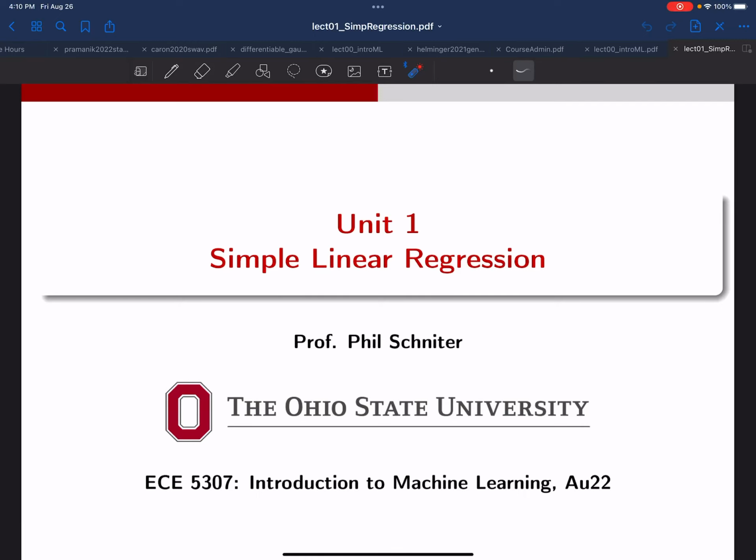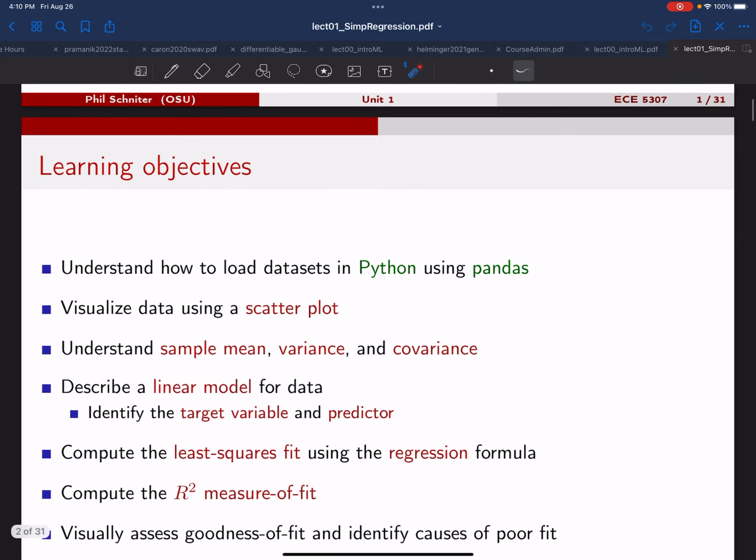All right, let's get started. So today we're going to start a unit on what's called simple linear regression. And we'll see what that means in just a moment.